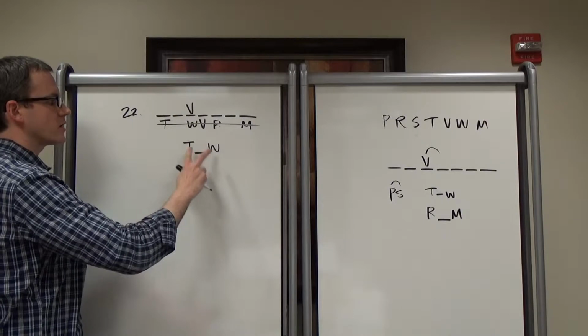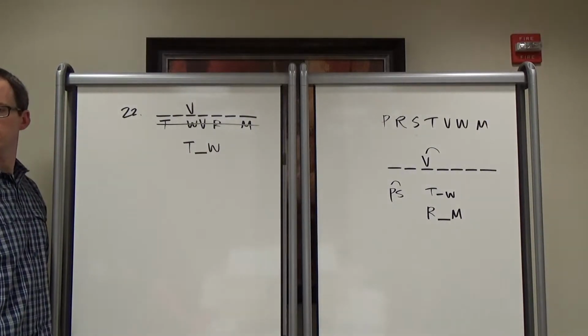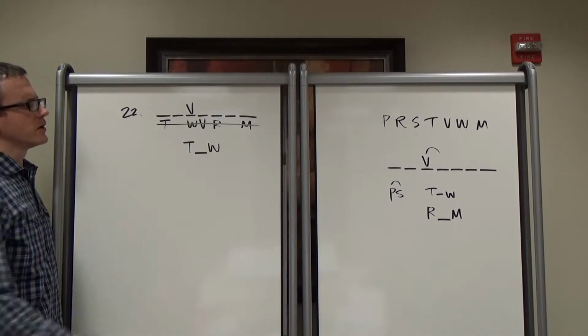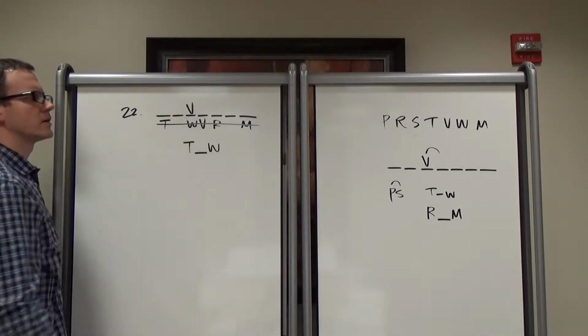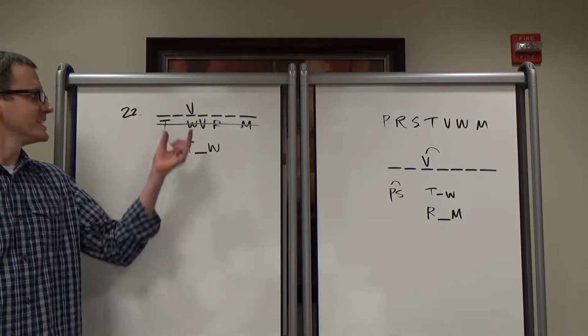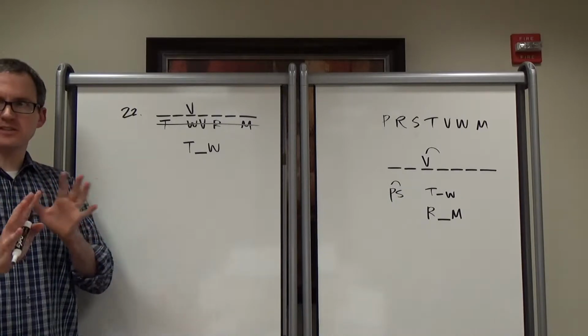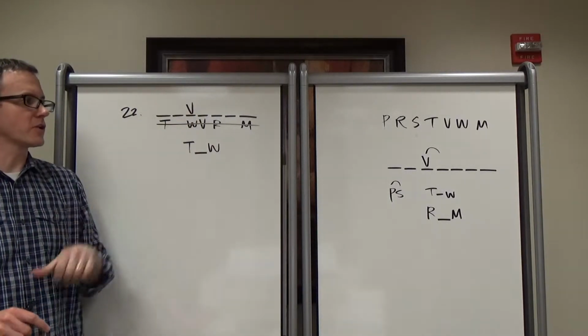So now we come up here. Where is this TW going to go? Do we know? After the V. Okay, it could come here or here. Why not here? It's a little hard to see at first, but if you put TW around this V, who's going to go first?